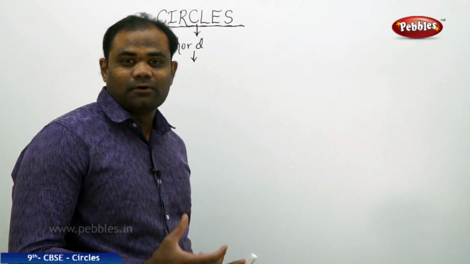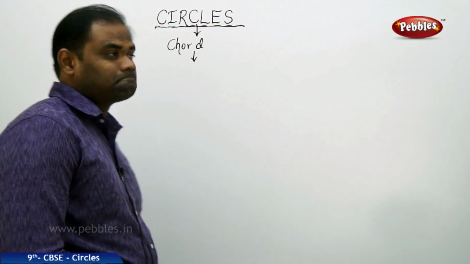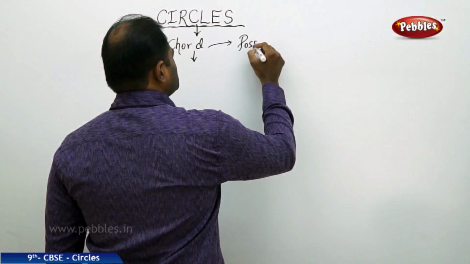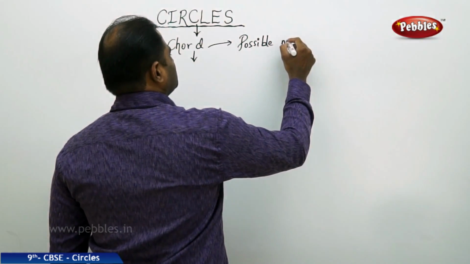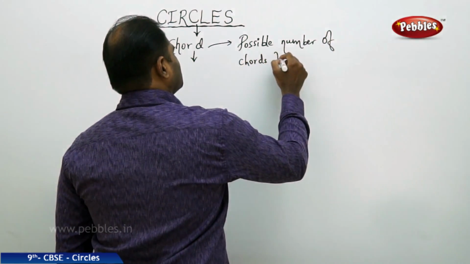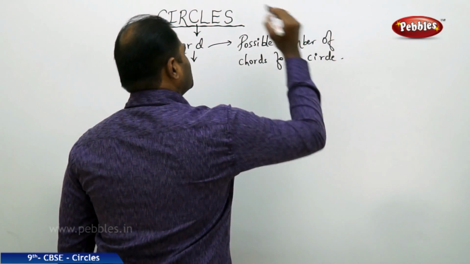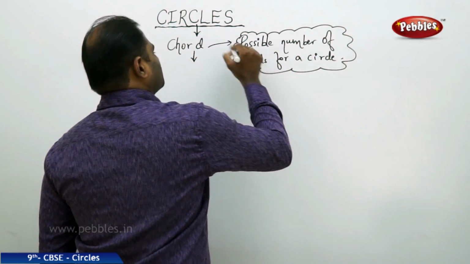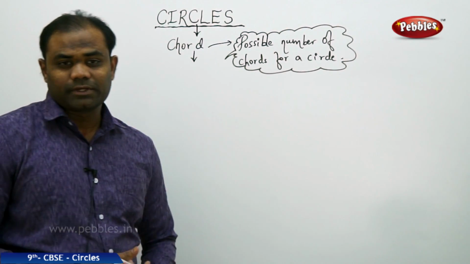Now that we have defined a chord, let's see in the session how many possible chords I can draw for a circle. The definition of the chord is followed by the number of chords investigated for a circle. So this session is about chords with the possible number of chords for a circle. This is what we're going to see in the session.